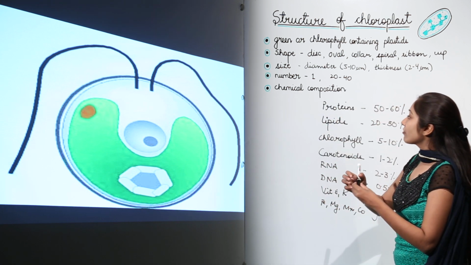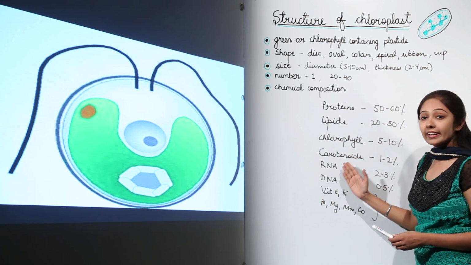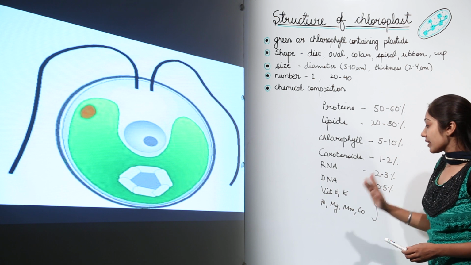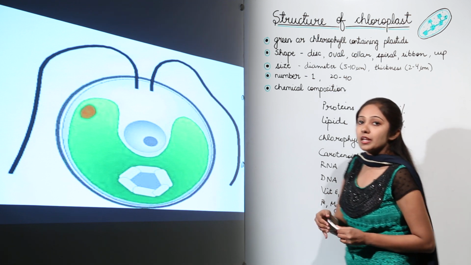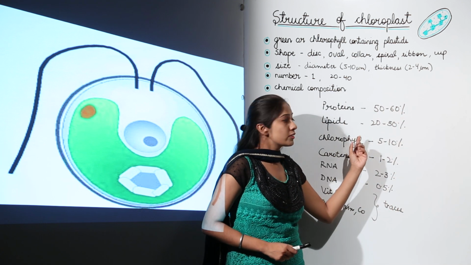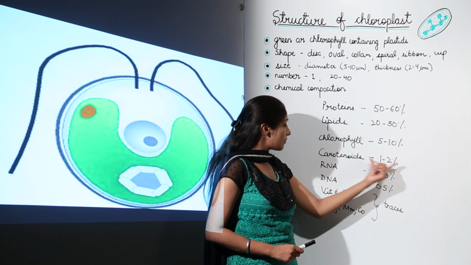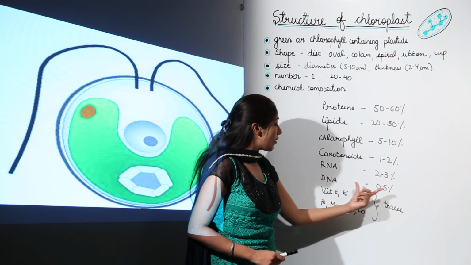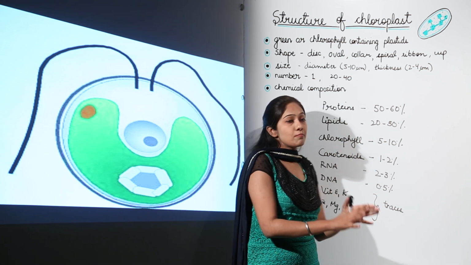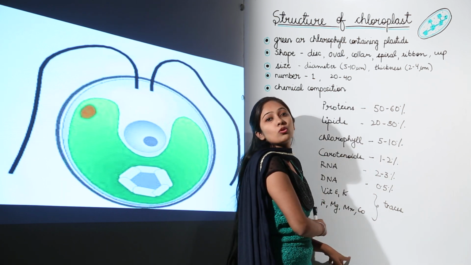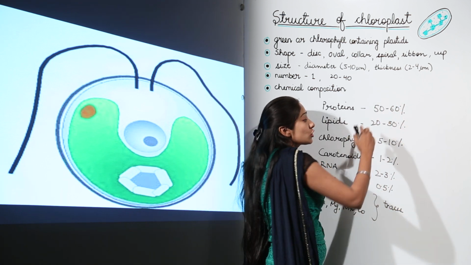So in terms of chemical composition, this chloroplast contains proteins, lipids, chlorophyll, carotenoids, RNA, DNA, vitamin E, K. Then these elements. Proteins are present in much larger amount, 50 to 60%, lipids 20 to 30%, chlorophyll 5 to 10%, carotenoids 1 to 2%, RNA 2 to 3%, DNA 0.5%, and these vitamins and elements in traces. Just remember the composition of the chloroplast. If you are not able to recall this, just remember that proteins are found in much larger amount.